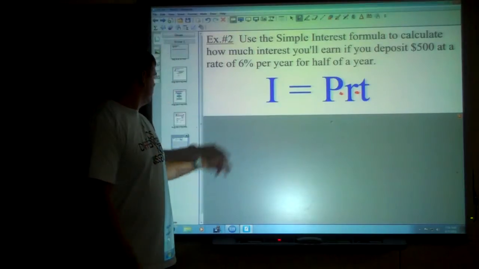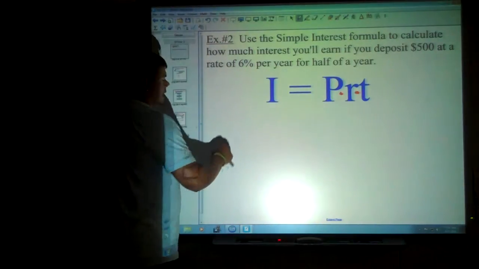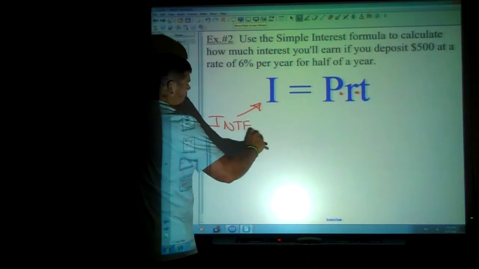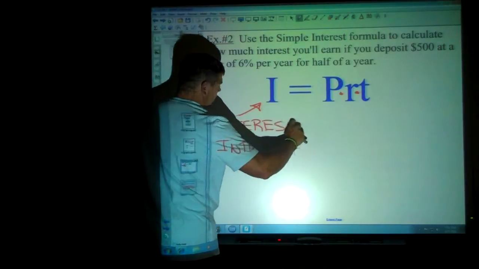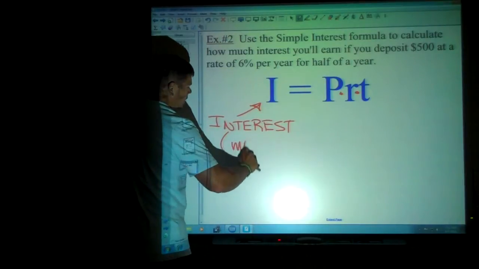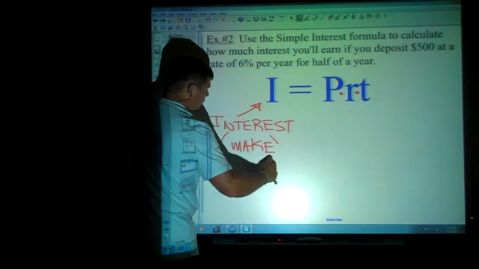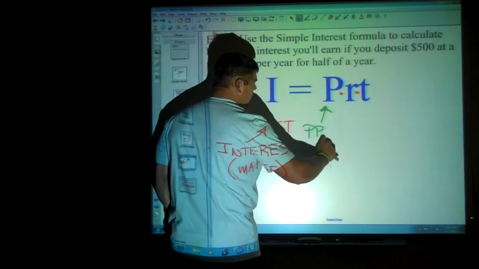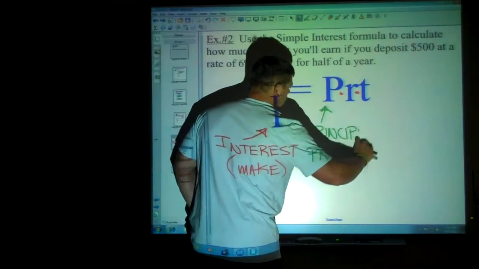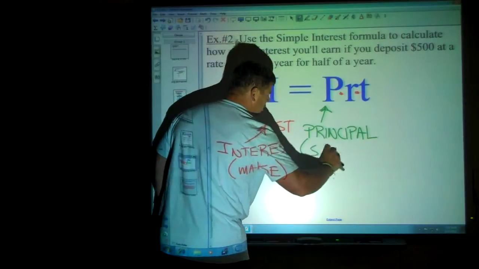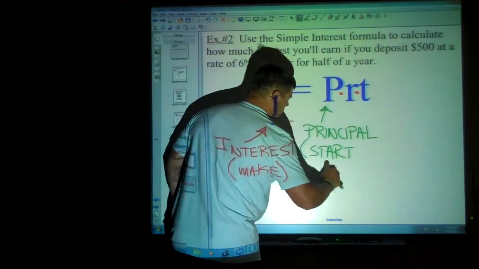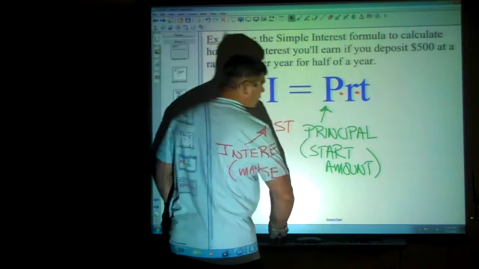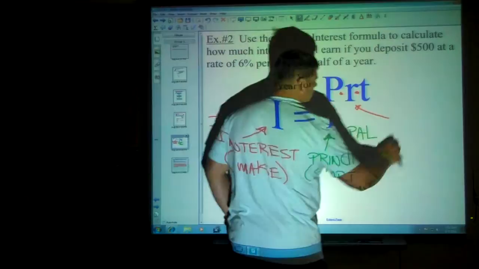I'm going to tell you what each of those letters stand for. I stands for the interest. It's kind of like what you'll make. P stands for the principal. It's your start amount. R is your rate.